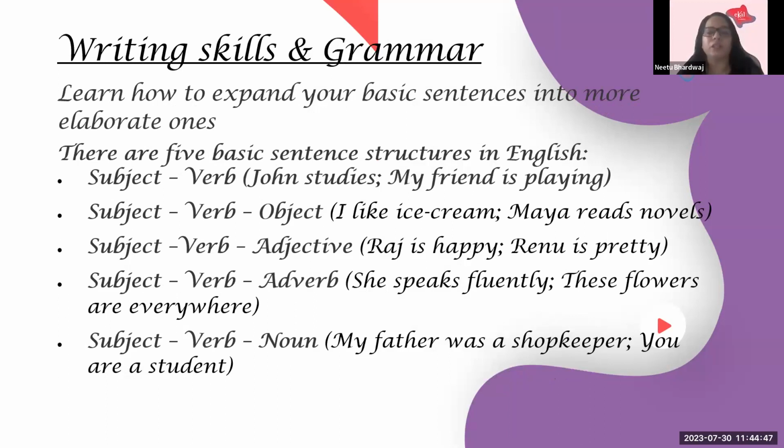On your screen, you will see the structure. We are talking about five kinds of structure. Subject, verb, object. Subject, verb, adjective. Subject, verb, adverb. Subject, verb, noun. It is very easy. If you look at it, I have given you examples also.